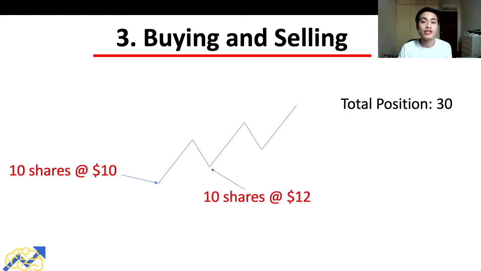So at $12, we want to add another 10 shares. And as prices continue to go up, we will continue to add even more shares. So when prices reach the price level of $14, we want to add our final 10 shares. And that is how we scale into our positions.